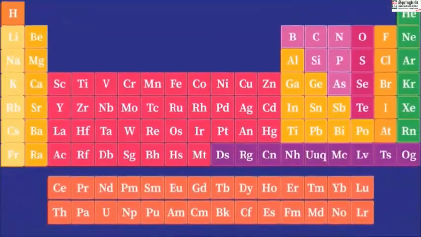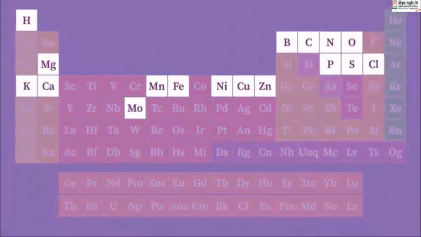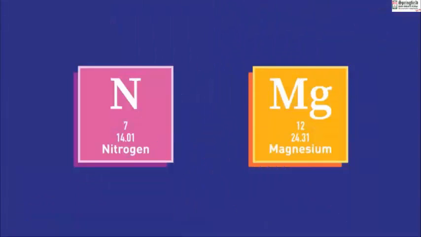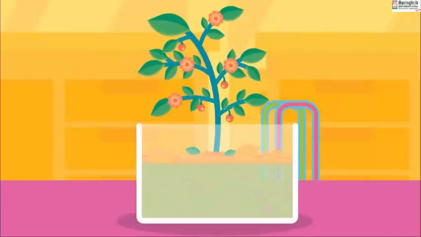Based on plants' requirements, there are at least 17 elements known as essential nutrients. Two of the most important of them are nitrogen and magnesium. Nitrogen and magnesium are both essential elements needed by plants to ensure their proper growth.